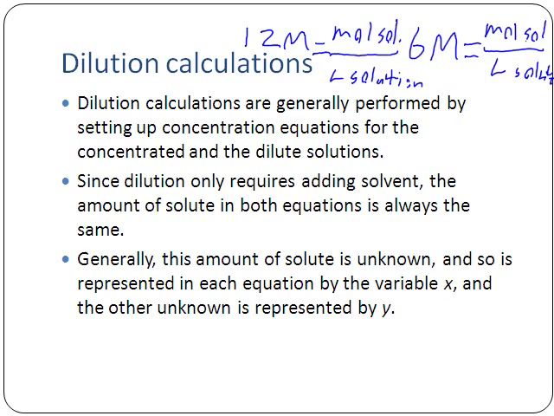And so in the case of a dilution calculation, since dilution only requires adding solvent, the amount of solute in both equations is always the same. And so whatever moles of solute I had in the 12 molar and whatever moles of solute I have over here in the 6 molar, those are both going to be equal to each other. And so that's going to be a critical piece that's going to let us do these calculations. Because if those two things are equal, then we can solve for one of them and use that to find some piece of information for the other problem.